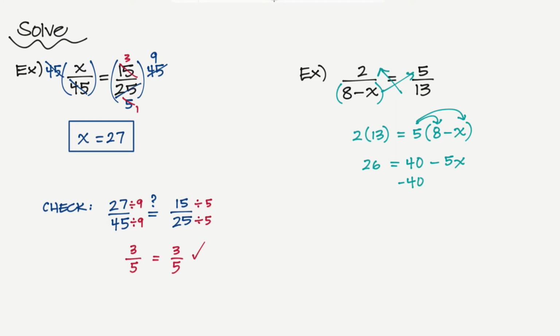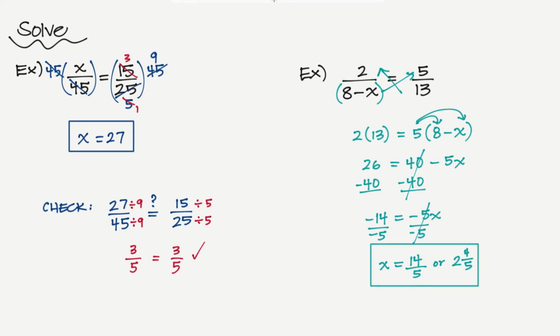Let's subtract 40 on both sides. That leaves me with negative 14 is equal to negative 5x. And then on both sides, I can divide by negative 5 to get the x alone. And my final answer is 14 over 5, or I could rewrite that as 2 4/5. And that is my solution.